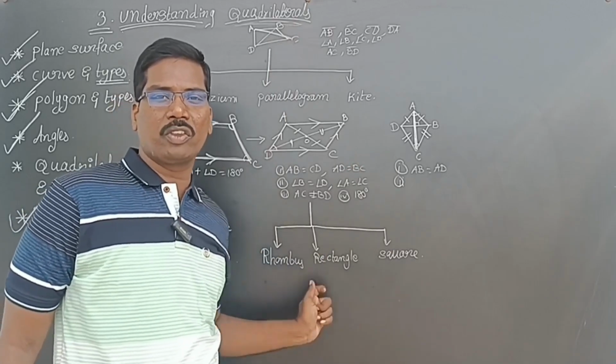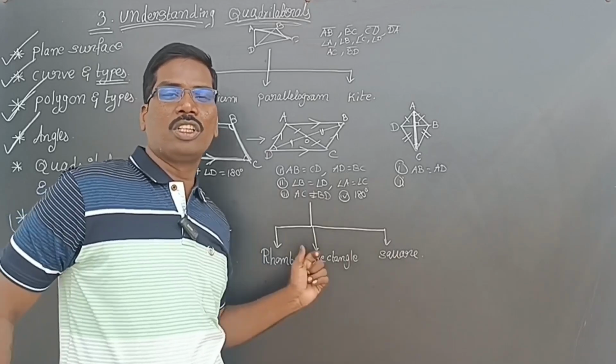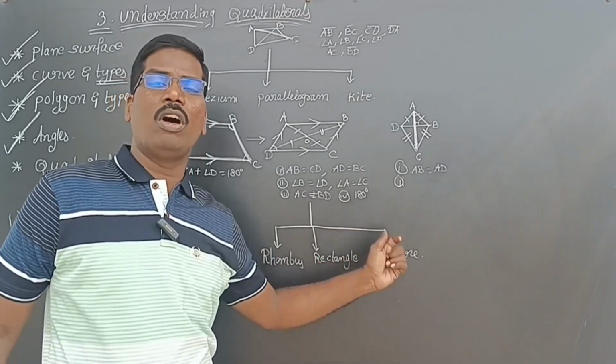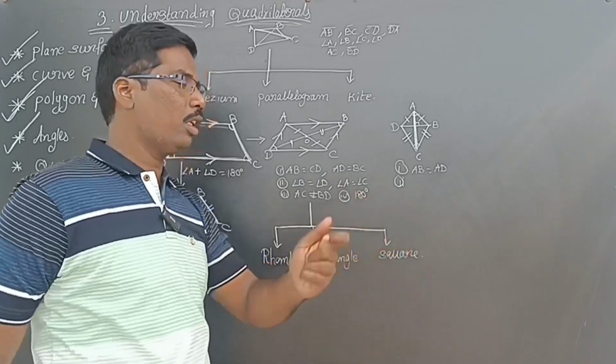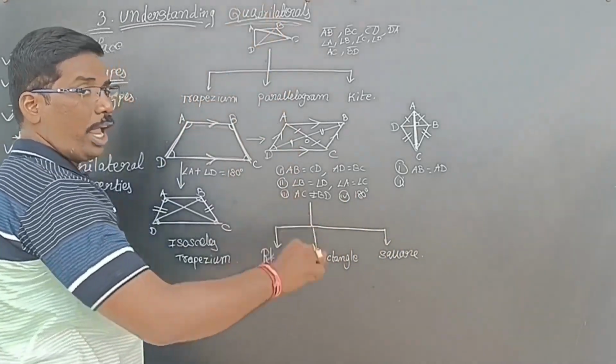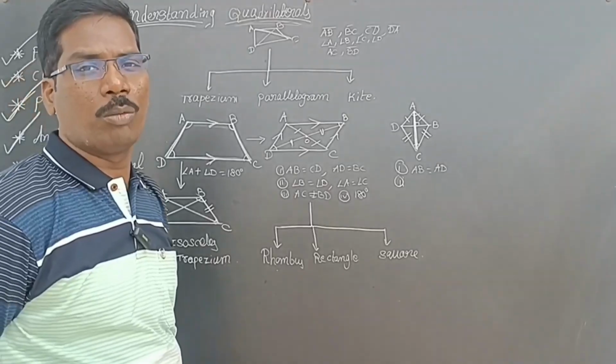So the difference between square and rhombus: in the rhombus, all sides are equal but all angles are not equal. In the square, all sides are equal and all angles are equal. So a quadrilateral in which all sides are equal is called a rhombus.